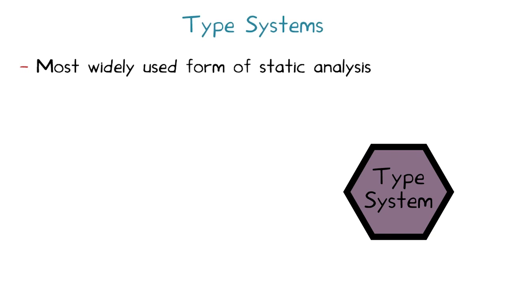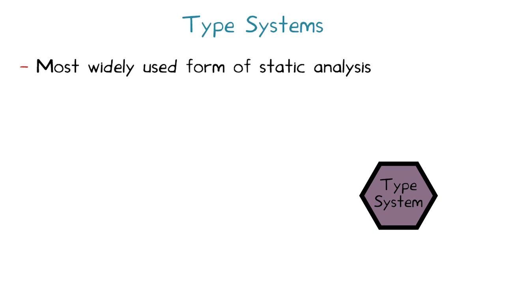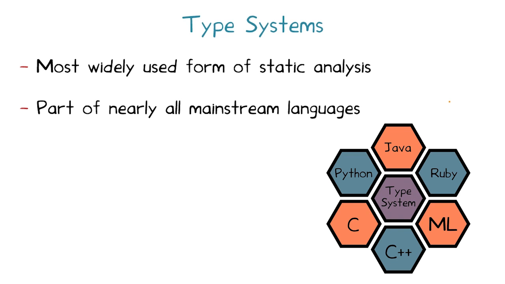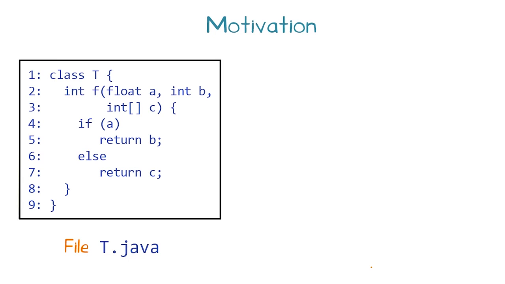Type systems are the most widely used form of static analysis. They are used in nearly all mainstream programming languages. One reason for this is that they are widely recognized as being important for maintaining the quality of programs. Let's look at an example of the kind of errors that a type system typically catches.